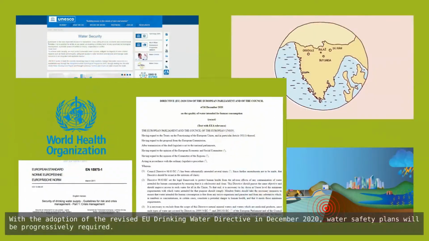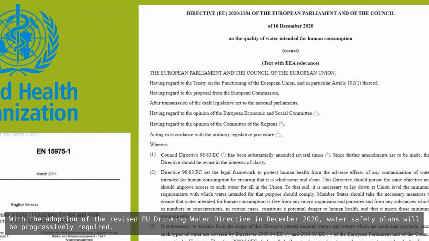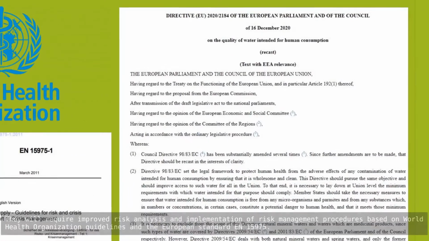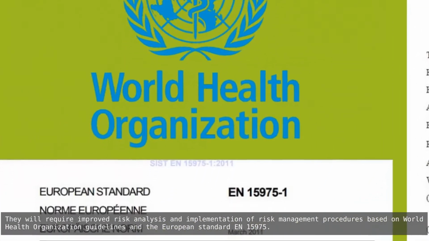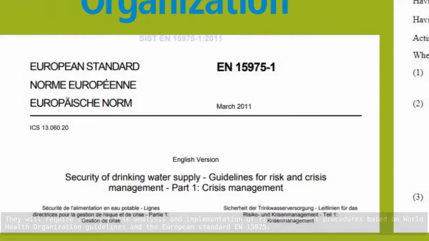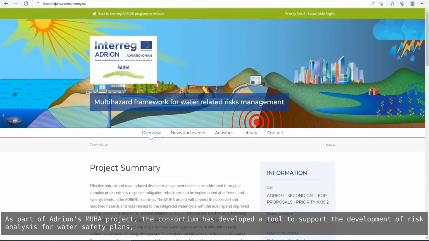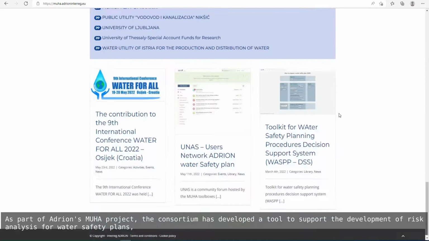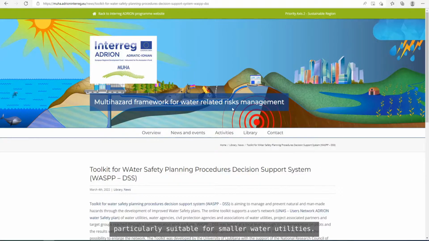With the adoption of the revised EU Drinking Water Directive in December 2020, water safety plans will be progressively required. They will require improved risk analysis and implementation of risk management procedures based on World Health Organization guidelines and the European standards. As part of Adrian's MUHA project, the consortium has developed a tool to support the development of risk analysis for water safety plans, particularly suitable for smaller water utilities.